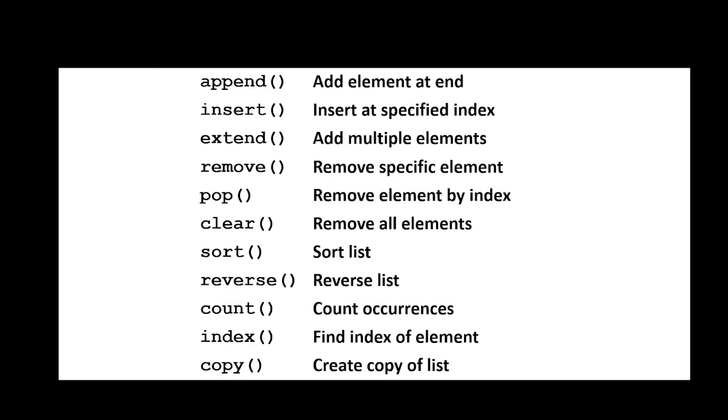The methods and their purpose. Append function adds an element at the end. Insert function inserts at a specific position. Extend adds multiple elements. Remove function removes a specific element. Pop function removes an element by index. Clear function removes all elements. Sort sorts the list. Reverse reverses the list. Count counts occurrences. Index function finds the index of an element. Copy function creates a copy of the list.